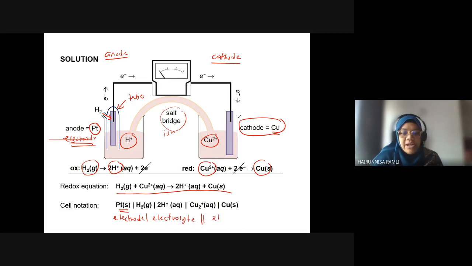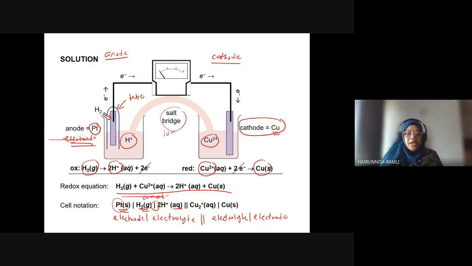Slash, electrolyte, electrode. Kan? Macam ni. Dia mesti diapit dengan electrode. So, at anode, of course Pt lah. Lepas tu H2, dalam kes ni sebab gas kepada aqueous, so you mesti letak slash kat situ.